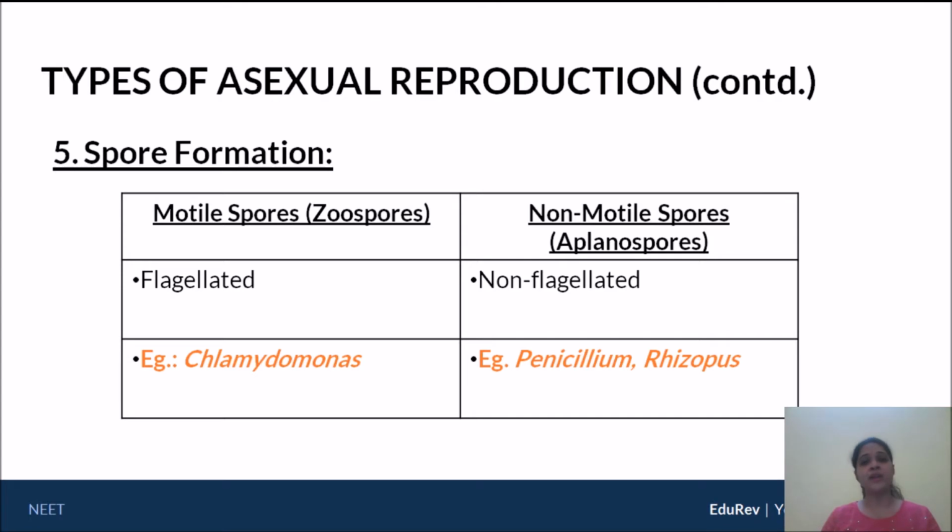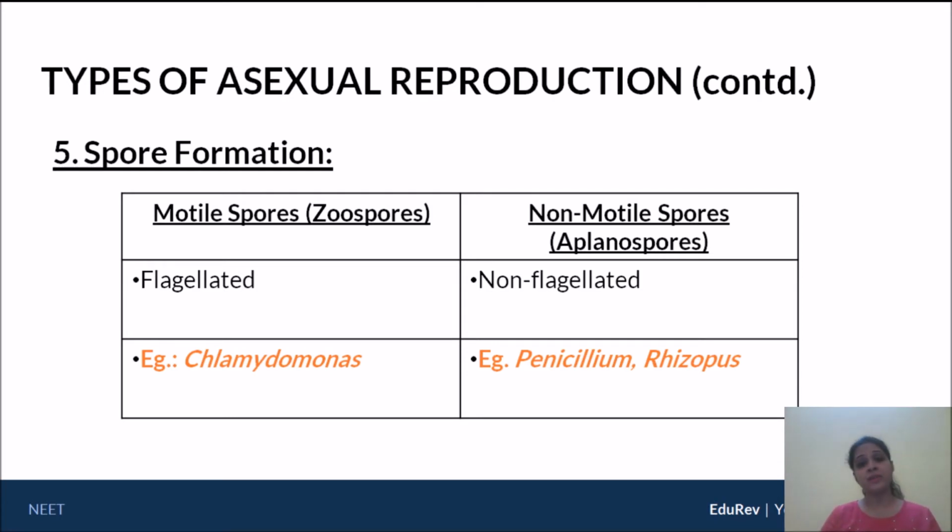It's very easy to understand the word zoospore simply because the word zoo comes from the word zoology, implying animal-like, which means most probably these are going to be motile, they can move. Now, motile spores are often defined with the help of flagella, and generally speaking, they are biflagellated, for example, in case of Chlamydomonas. However, non-motile spores are non-flagellated, therefore they cannot move.